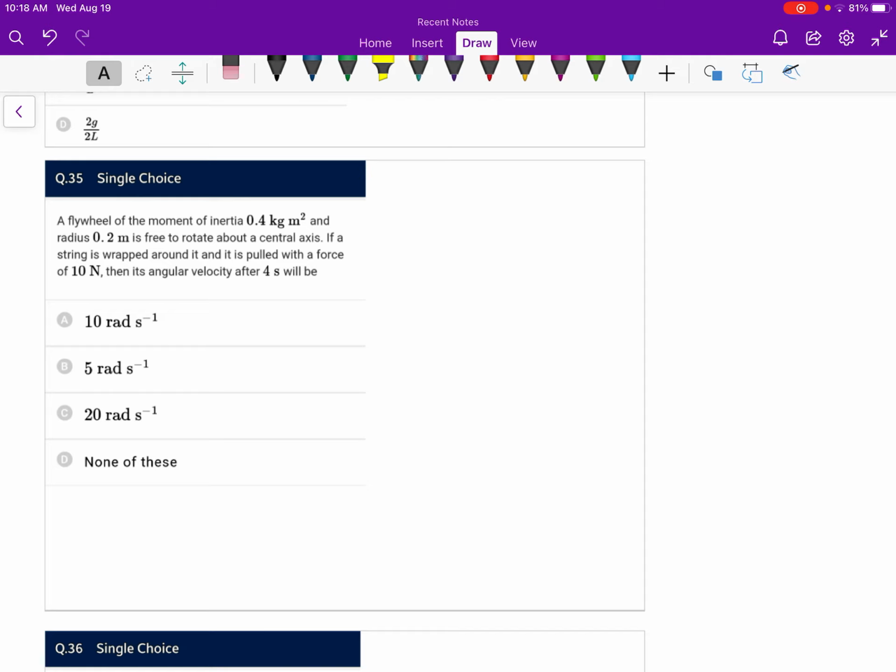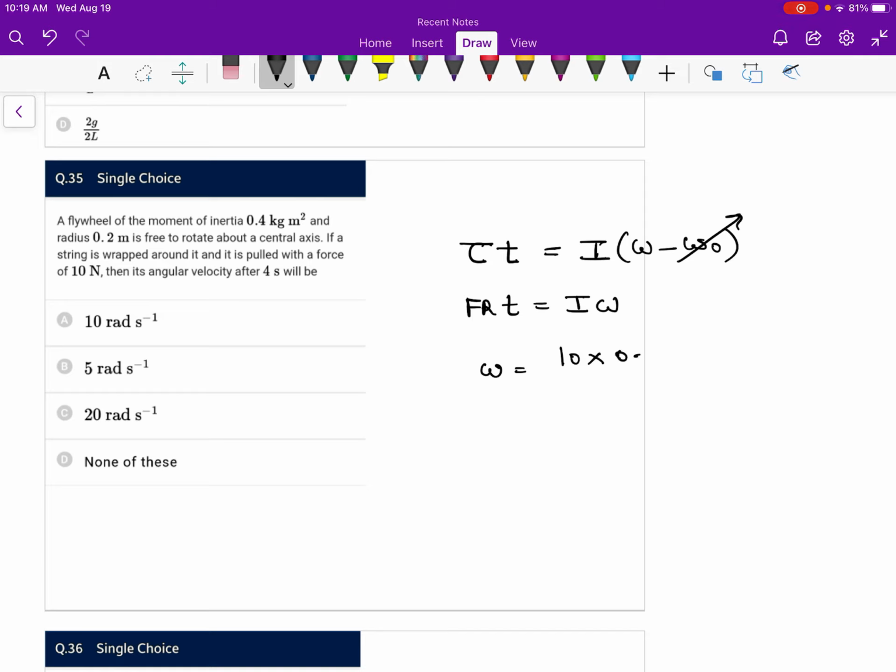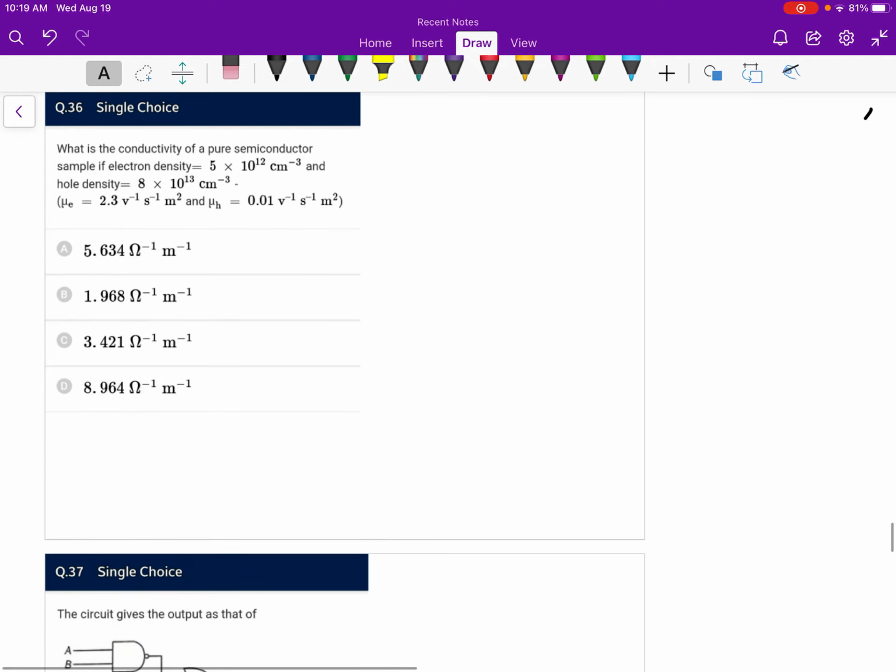A flywheel of this moment of inertia and this radius, a string is wrapped around it and pulled by force F. Find the angular velocity after 4 seconds. So angular impulse, which is torque into time, is equal to change in angular momentum, I into omega minus omega naught. So F into R into T is equal to I omega, as omega naught is 0. So omega is F, which is 10, into R, which is 0.2, into T, which is 4, upon I, which is 0.4. So 40 upon 2, which is 20 radian per second. So C is the correct option.